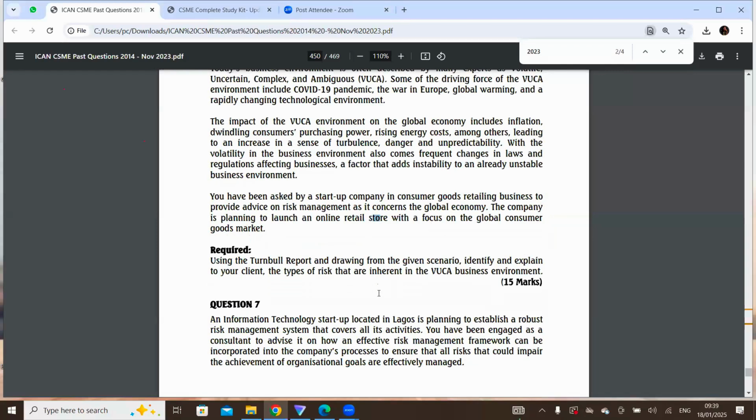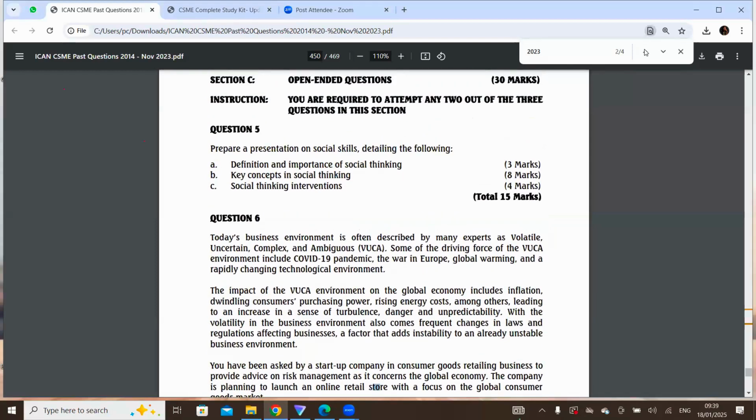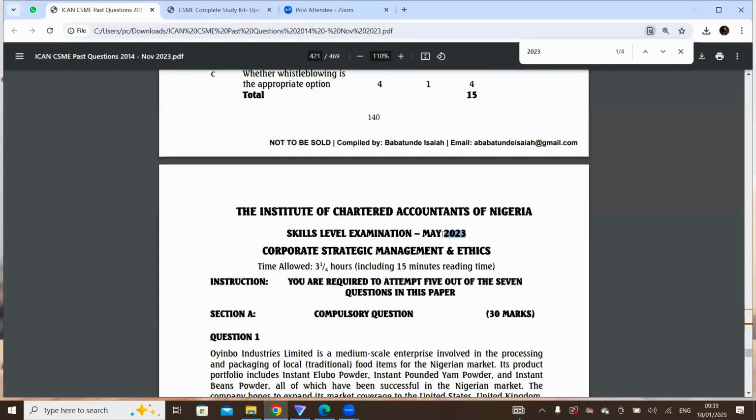Okay, so let's move on. Last class, I told you that CSME is the only course where in every diet, you know the questions to expect. So the next thing to do is just to go to the next diet, because in every diet there will always be a risk question. Do you get? There will be risks, there will be management, there will be corporate governance, and there will be ethics in all diets.